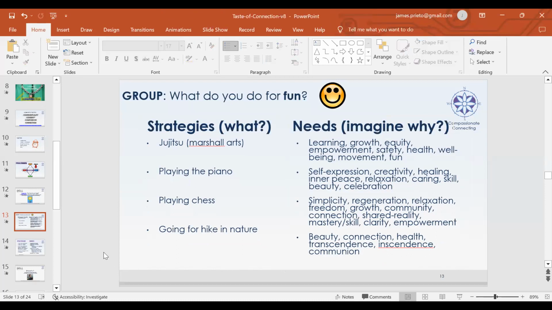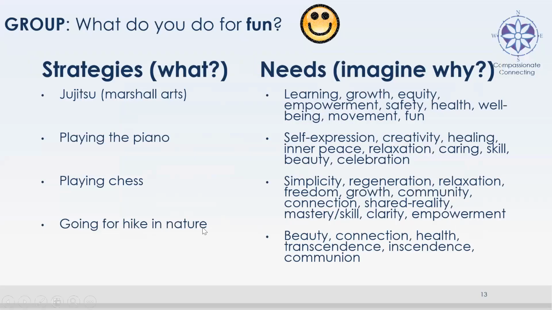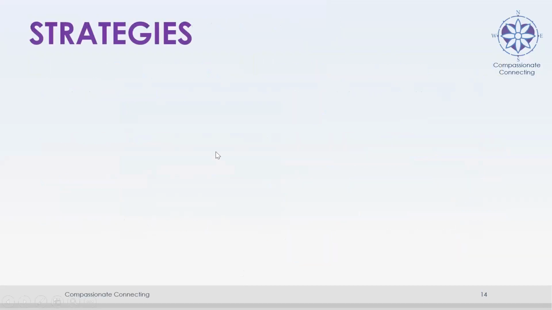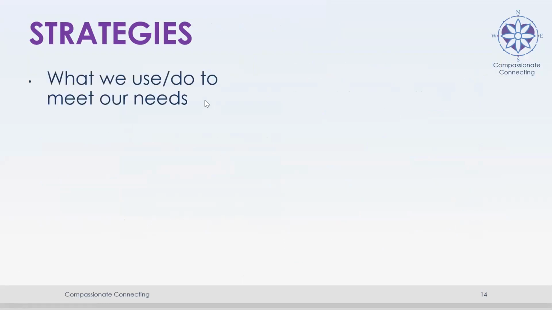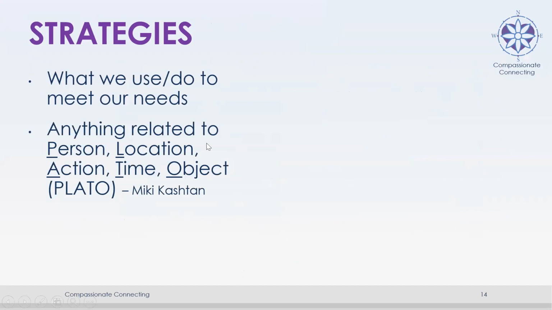So those are some examples of universal human needs, and we'll talk about what some of the definitions are, being more specific as to what they are. Strategies are what we use or do to meet our needs, and it's anything related to a person, location, action, time, or object. Like playing chess with my son: he's the person and the action is playing chess. And the location for us was in the Ventana wilderness. And jiu-jitsu is an action as well.